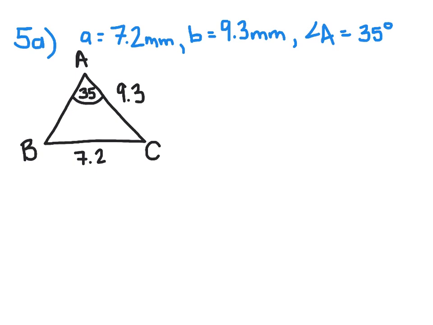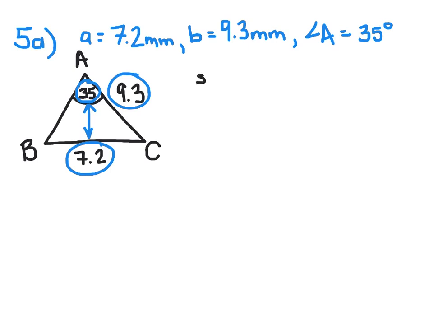Now, we're asked to find all side lengths and all angles of this triangle with these measurements. The way it's set up, we have two side lengths, and we're also given an angle that is opposite one of the side lengths. When we're given a situation like this, we're going to use the sine law. So how are we going to use the sine law? Of course, we're using the sine law, not trig ratios, not SOHCAHTOA, because there's no 90 degrees.